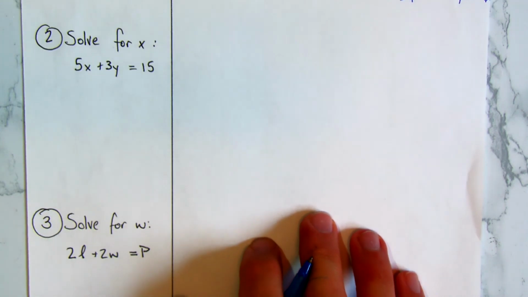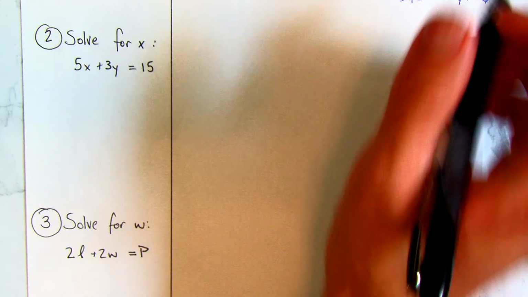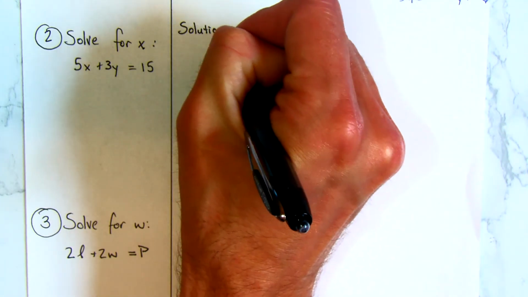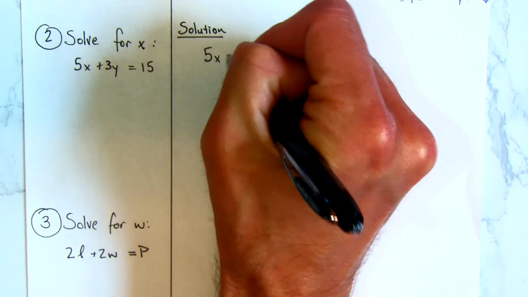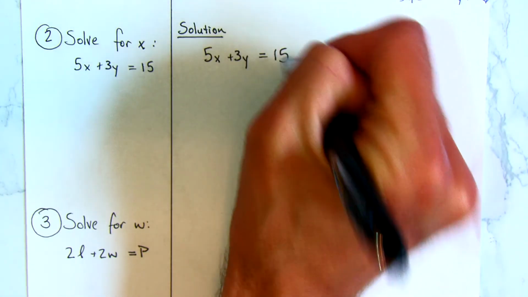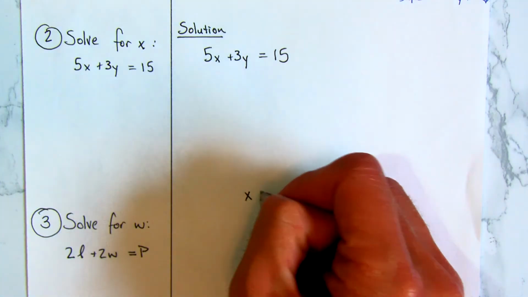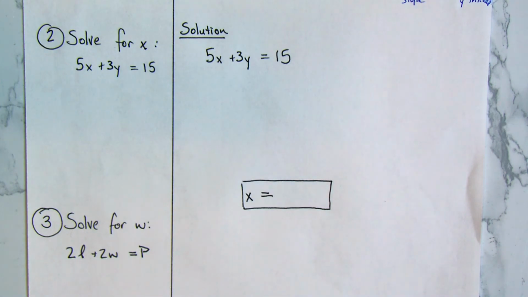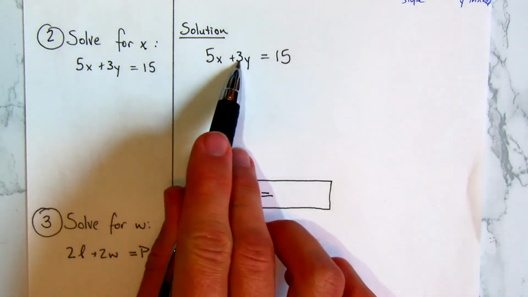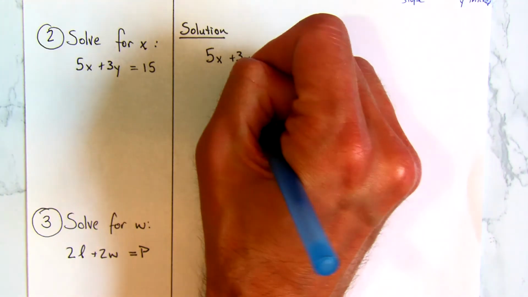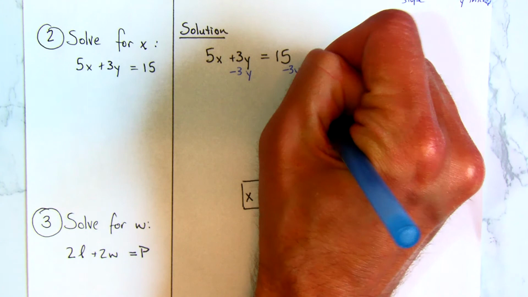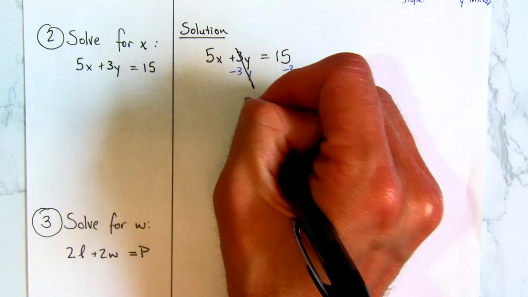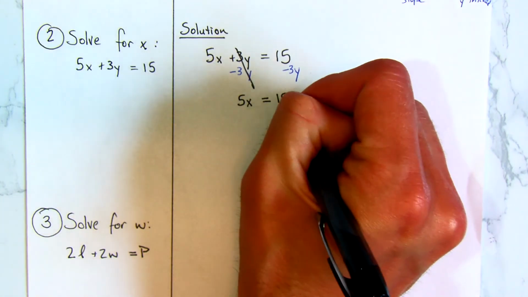Number 2, solve for x: 5x plus 3y equals 15. We're solving for x this time, so at the end of the day, we should have x equals something. Alright, so the first thing to do is let's move over the 3y. So subtract 3y from each side. That'll cancel, and all that's left is 5x equals 15 minus 3y.